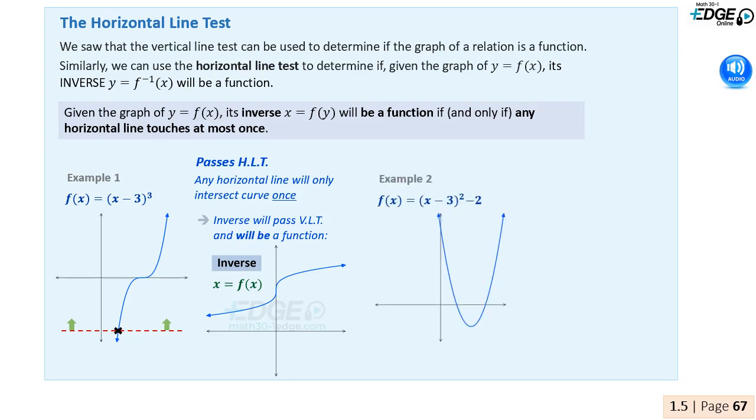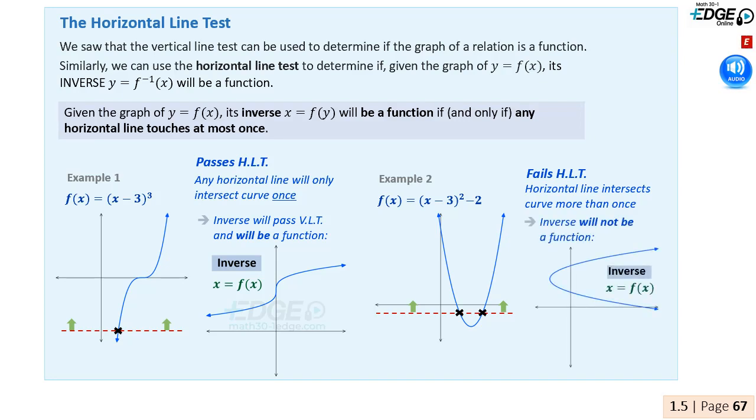However, in our second example, which shows a parabola, which is indeed itself a function, we see that a horizontal line will cross twice. Because of this, we will anticipate that the inverse will not be a function. Though we can confirm this by graphing it, it is not necessary. If a function fails the horizontal line test, its inverse will fail the vertical line test.